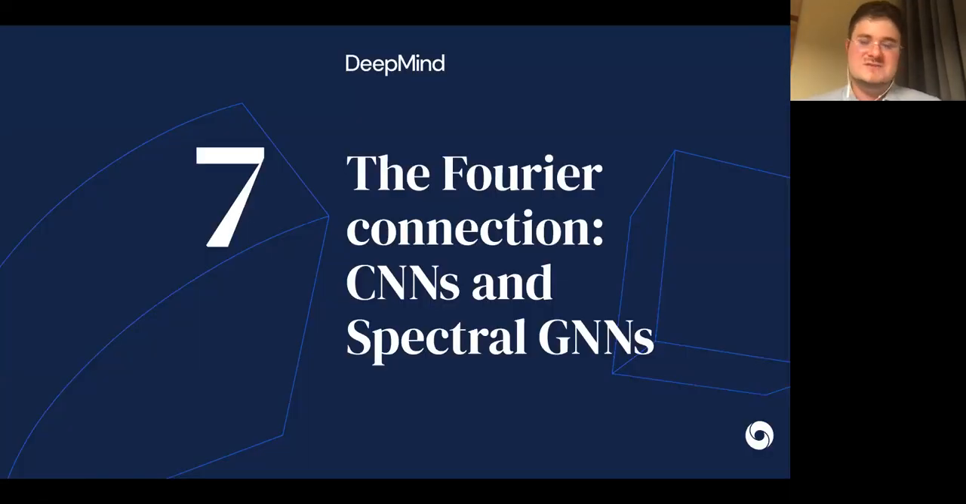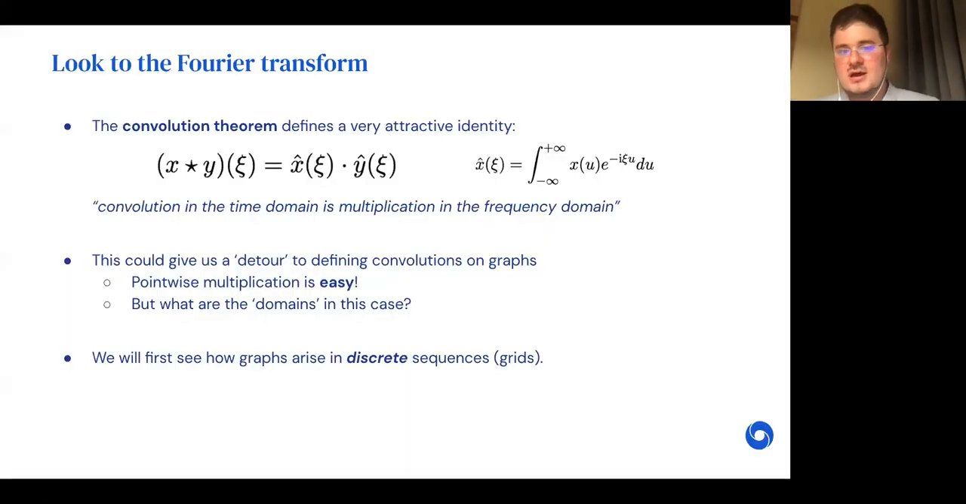Now I want to dive into more interesting geometry, and particularly I'll start with an old friend, the convolutional neural network, and see how looking at them through the lens of Fourier analysis, we can relate CNNs to a very popular class of GNNs known as the spectral GNNs. And hopefully this will give you some more perspective on how GNNs have historically been constructed, and maybe also some inspiration for the future.